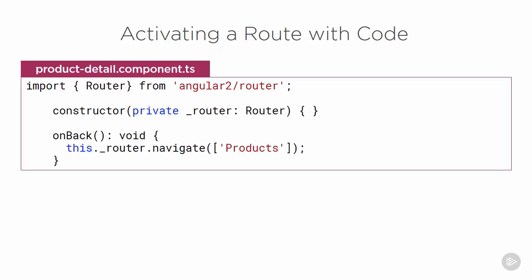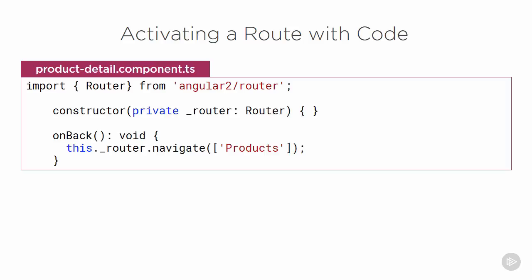We use this router instance to activate a route with code. Here we define a method that we can call from the template based on a user action. The code uses the navigate method of the router service and passes in the same link parameter array we use when we bind the router link. In this example, we route to the products route and don't pass any parameters.